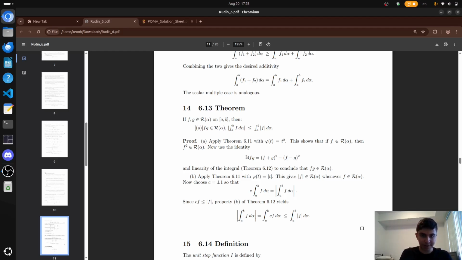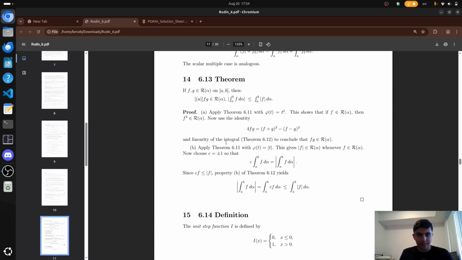This works because 4fg is equal to (f plus g) squared minus (f minus g) squared, and notice f plus g and f minus g are sums and subtractions of functions, so they're also going to be in R alpha. We know that x squared is a continuous function, so the square of this is going to be in R alpha, the square of this is going to be in R alpha, so their subtraction is also going to be in R alpha. So this thing is in R alpha, divided by 4, and you're going to get that fg is also in R alpha.